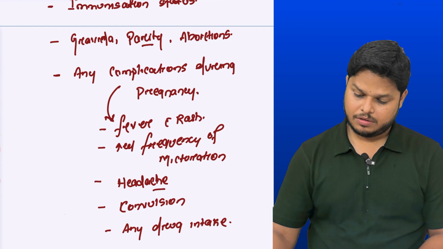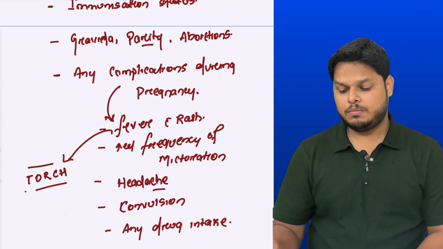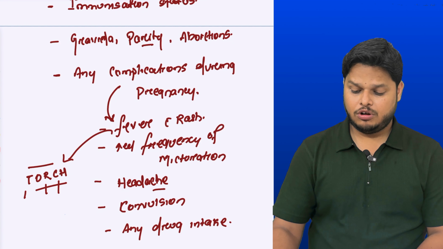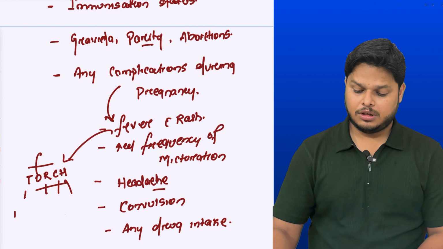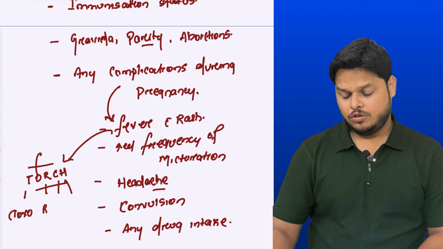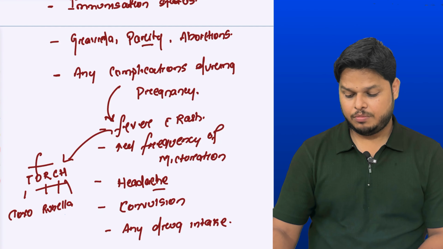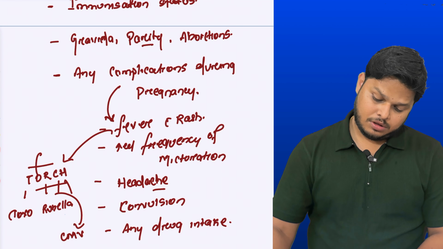In fever with rash we rule out one particular thing, that is TORCH infection. We have seen lots of cases coming in which the mother is TORCH positive. What is TORCH? Toxoplasma, rubella, cytomegalovirus, herpes simplex. O is other agents. So toxo, rubella, CMV, herpes simplex virus, right? So these things we ask in antenatal history.